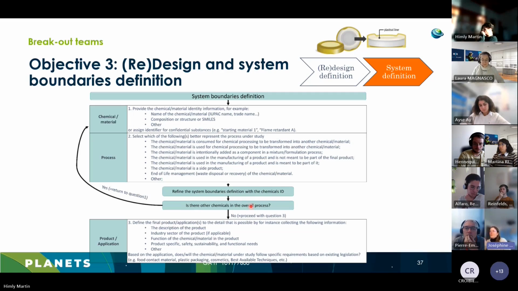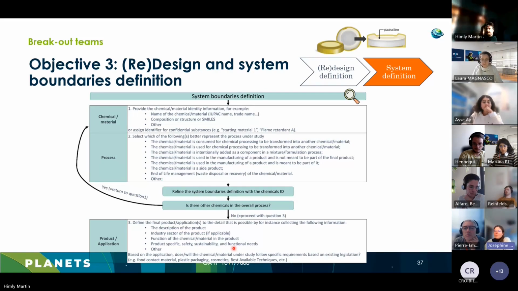So system boundary definition, identification of chemical, process, and then the third question about the product and the application, where we will define and detail the final product with the description of the product, the industry sector of the product, the function of the chemical materials in the product, and some product specificity.